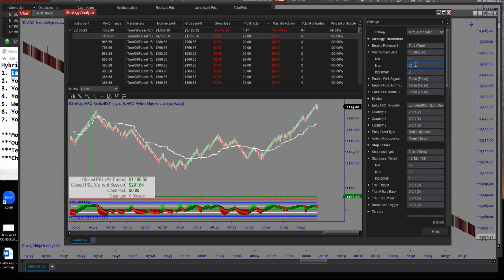And if you're going to have a maximum, why would you have a maximum? There should be no maximum, right? Because the deeper the pullback in the direction of the trend, most likely you're going to get a rip on that, right?